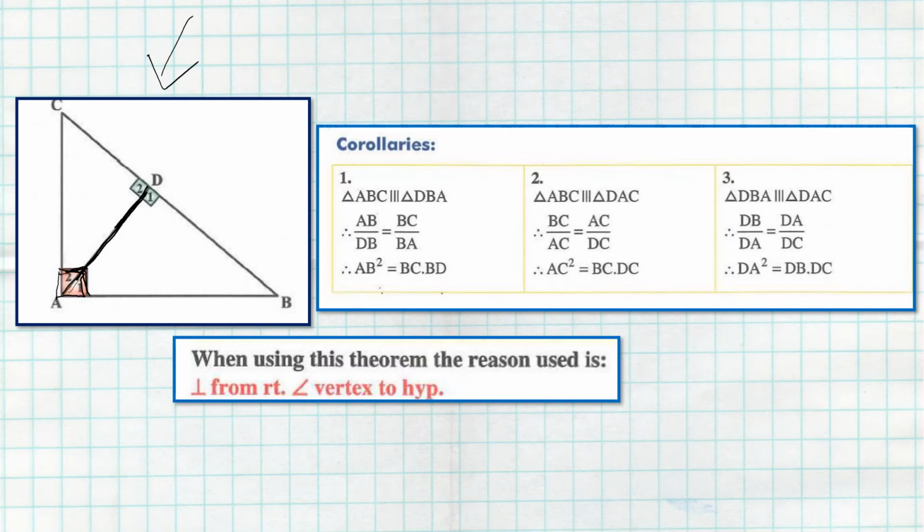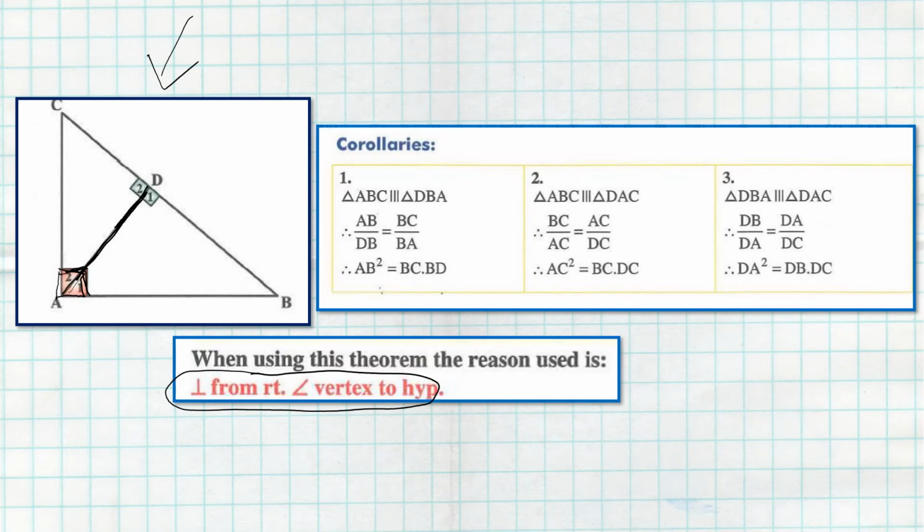So when using this theorem, this is the reason that you must use, right? To say there is a perpendicular line from a right angle vertex to the hypotenuse. So you simply write: perpendicular from right angle vertex to hypotenuse. And where do we give this reason? Okay, I just want you to know this.